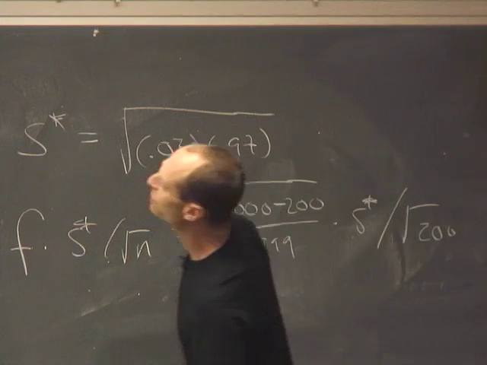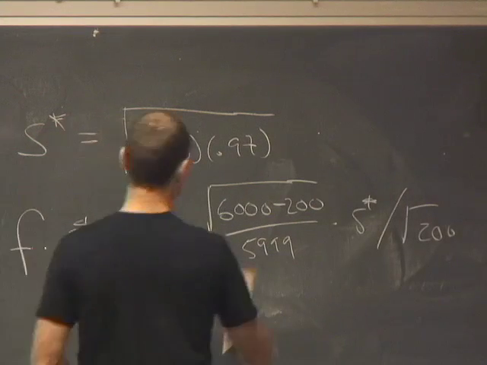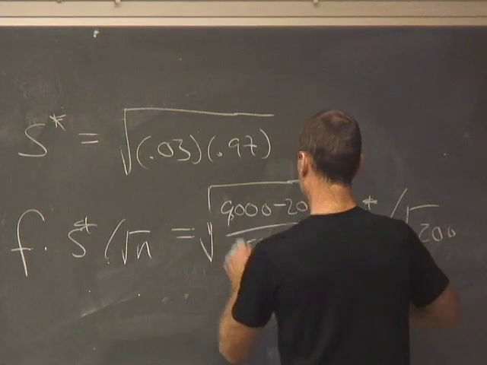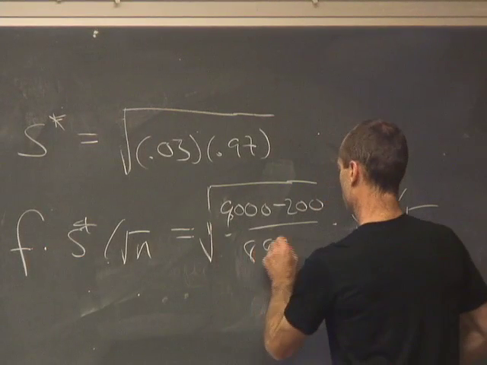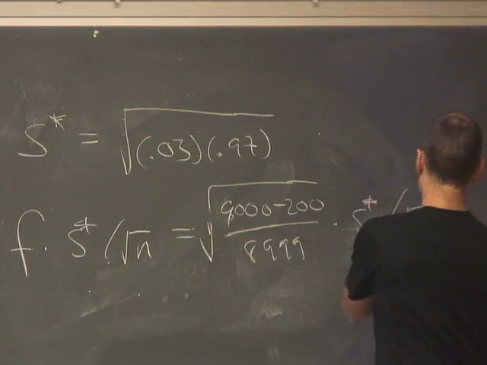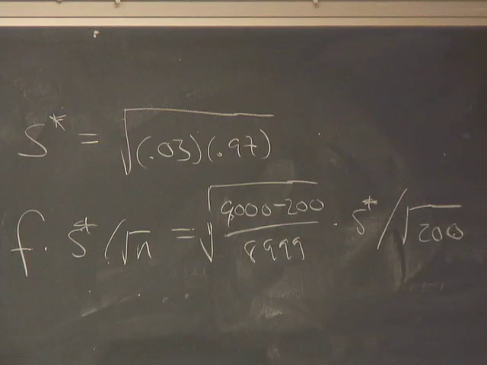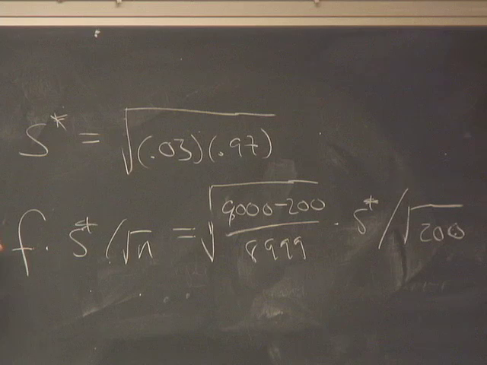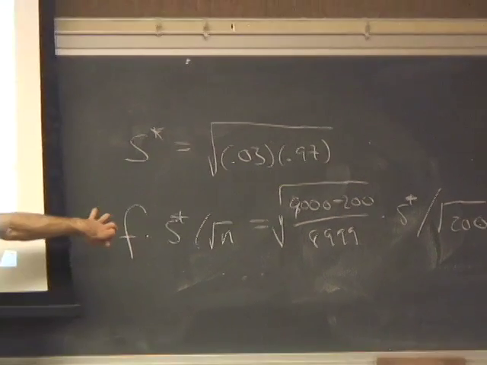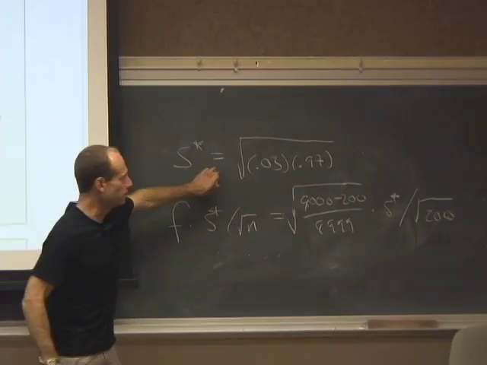Oh, it was 9,000? I'm sorry. Oh, 9,000. Thank you. Okay. All right, so this would be our bootstrap estimate of the standard error, starting with the bootstrap estimate of the SD of the box.